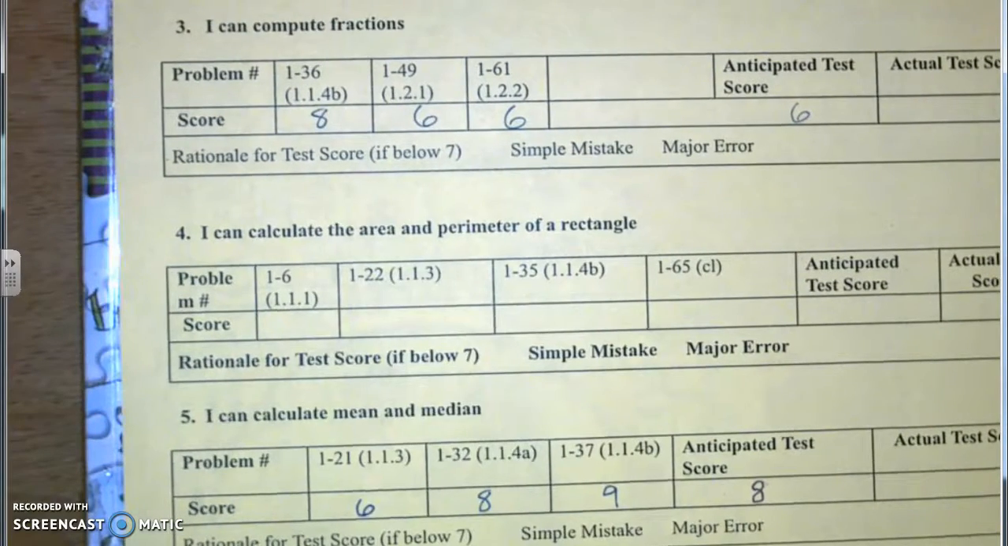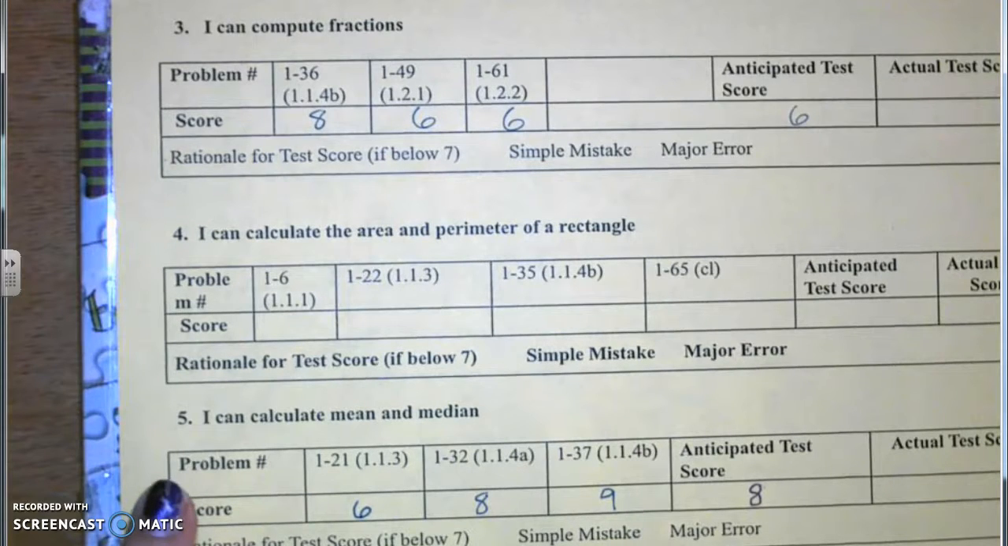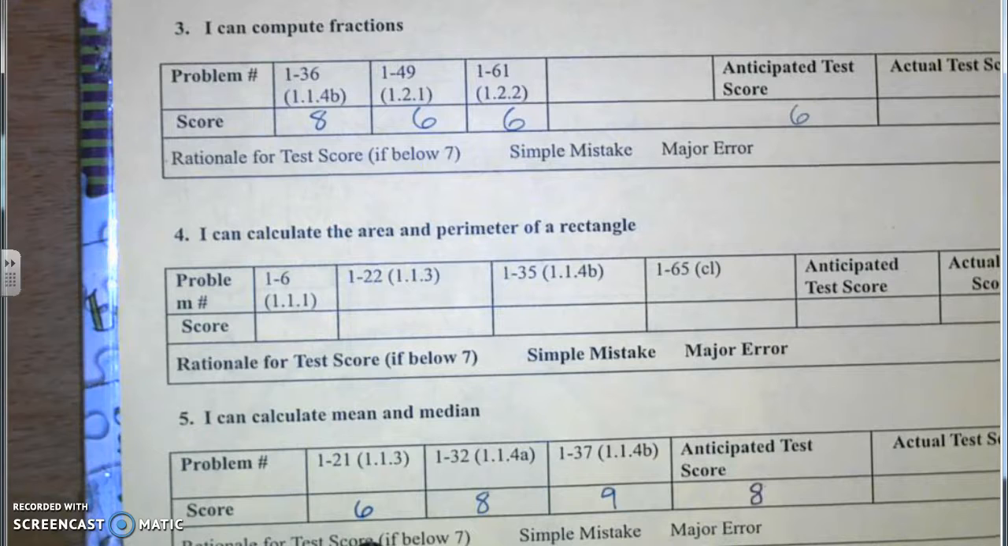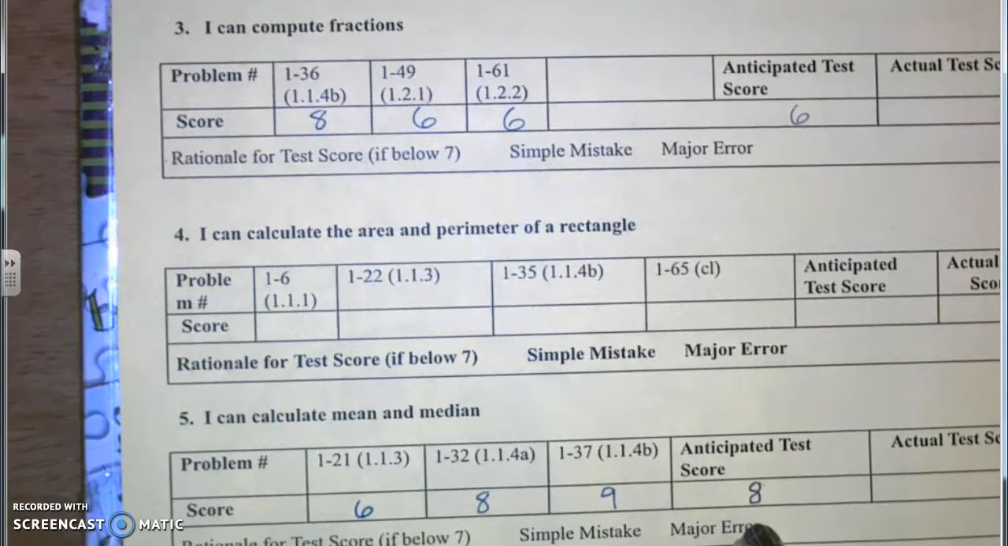Now looking down at the bottom, at the 5th target here, I can calculate mean and median. I have a 6, an 8, and a 9. This time I started low and I worked up higher. Now I'm not quite at mastery because that would be 10 multiple times repeated, but I do have an 8 and a 9 next to each other. So I would assume that I'm going to be about an 8 for an anticipated test score. So I would write that in.